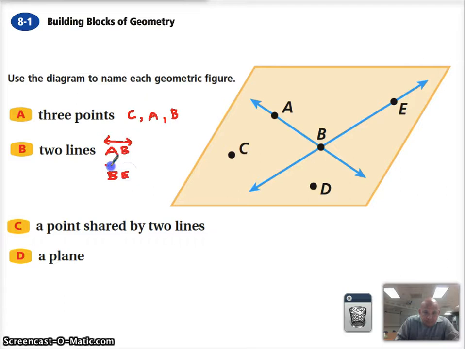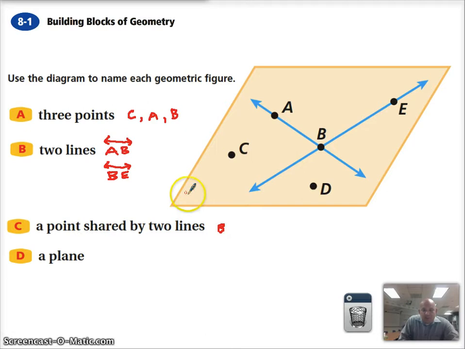Once again, I'm going to place a symbol. That's not a very good line symbol. It's got a dip there. It has arrowheads on both sides. So line AB, line BE. A point shared by 2 lines. Well, obviously, these 2 lines intersect right here, and that's point B.